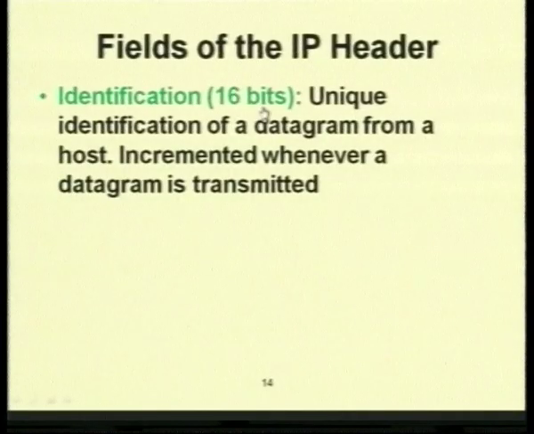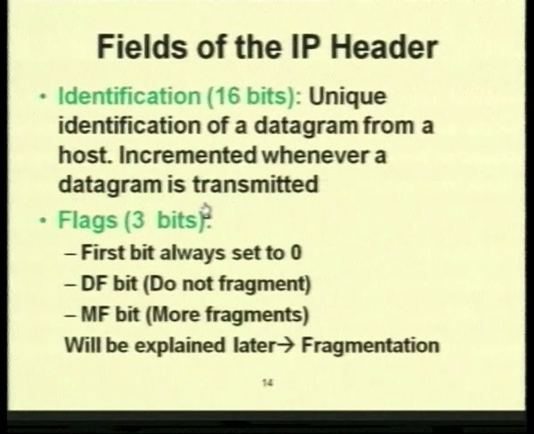Okay. The next field that we have is the identification field, the 16-bit field. This is a unique identification of a datagram from a host, and it is incremented whenever a datagram is transmitted. Then there are some flags that we have. There are 3 flags which are used. Of course, the first bit is always a 0, it is really not used, and then you have 2 other flags here, one called the do not fragment flag and one called the MF bit or more fragments bit. We will take a look at where these are used. These are actually used in something called fragmentation.